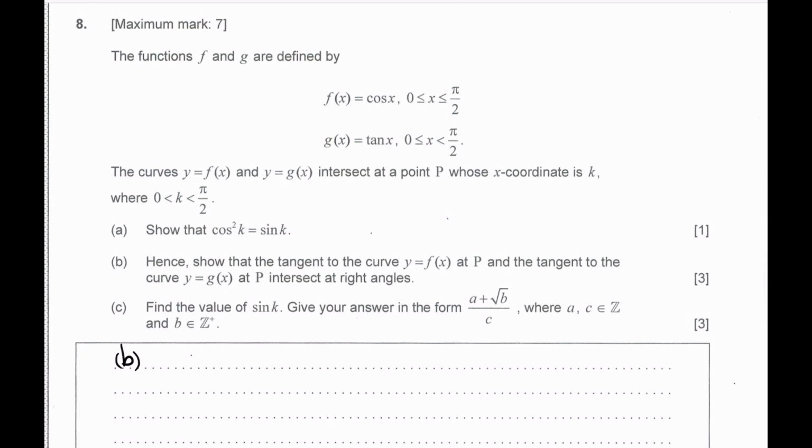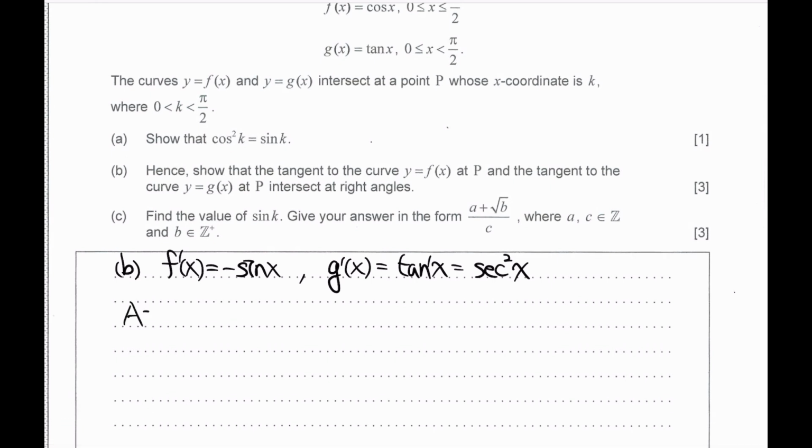So our next step is to find out the slope for the curve y equals f of x and the curve y equals g of x. In order to find the slope, we first calculate their derivatives. The derivative of f of x is equal to negative sine x, and the derivative of g of x is equal to the derivative of tangent x. It is equal to secant square x.